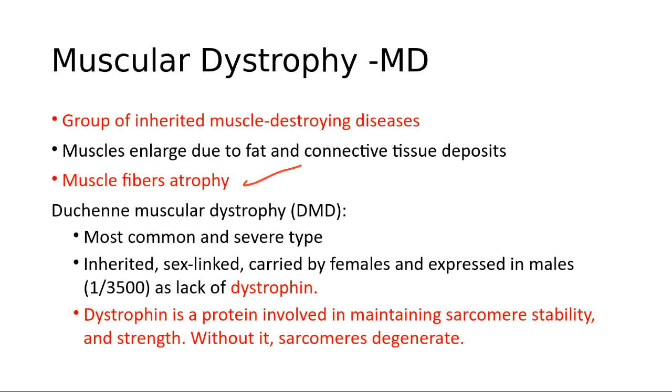This muscular dystrophy is a sex-linked genetic condition. It's found mostly in males, and it's a degenerative condition in which the muscle progressively becomes weaker and is not able to function.